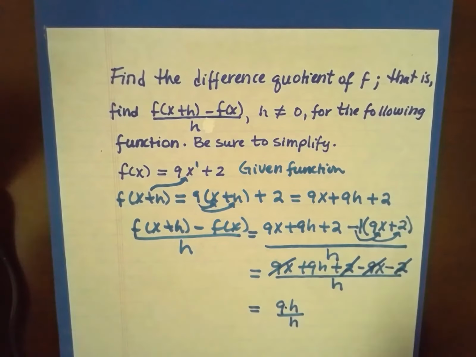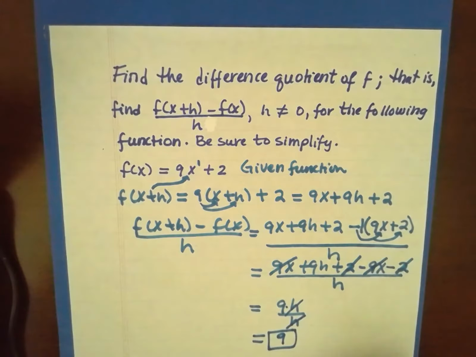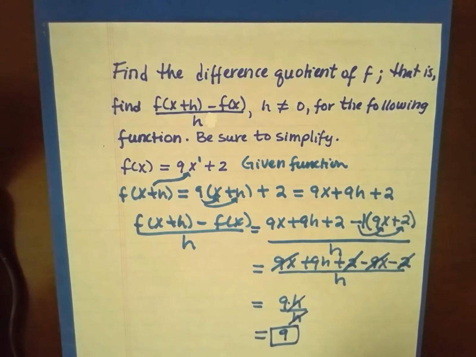Now this h is being multiplied by 9. So h divided by h equals 1. So the difference quotient for this exercise is 9.